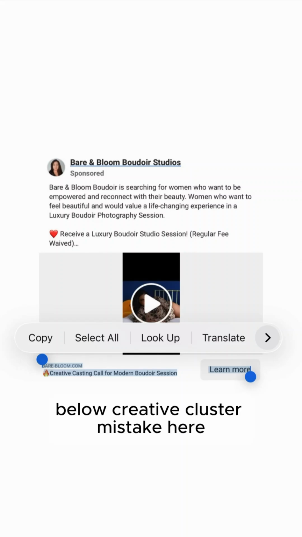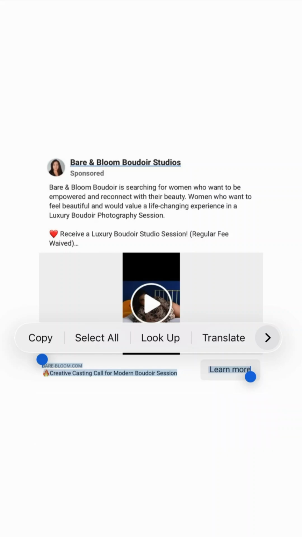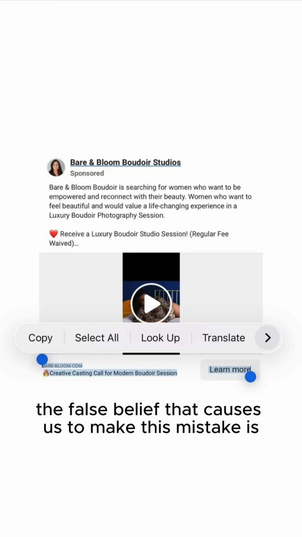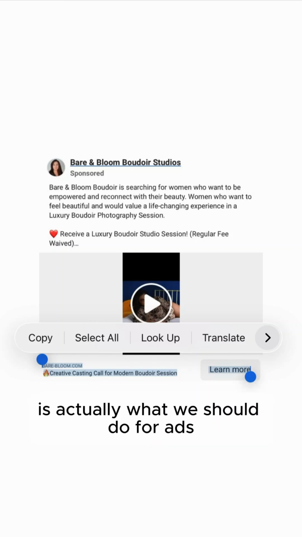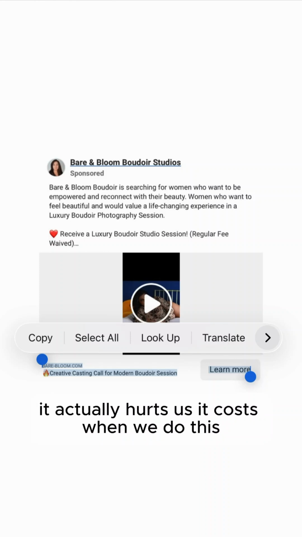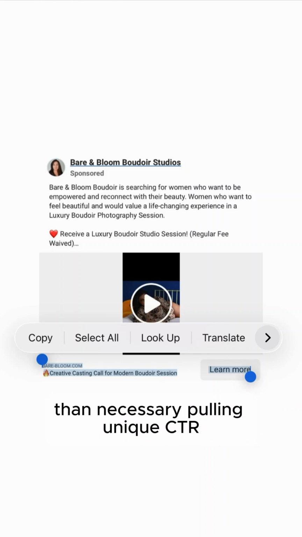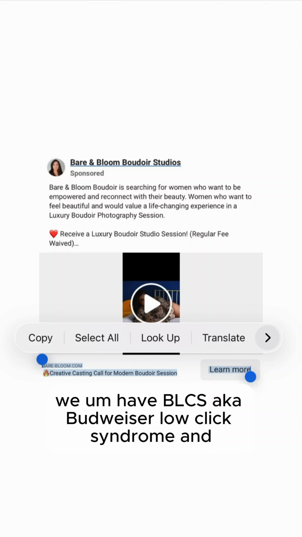So we have the below creative cluster mistake here. The false belief that causes us to make this mistake is we're trusting that what Facebook tells us to do for our ad is actually what we should do for our ads, what we should fill out. But actually, this helps Facebook, not us. It actually hurts us. When we do this, it causes way more women to scroll by our Facebook ad than necessary, pulling unique CTRL under 6% and increasing the probability we have BLCS, aka Boudoir low click syndrome.